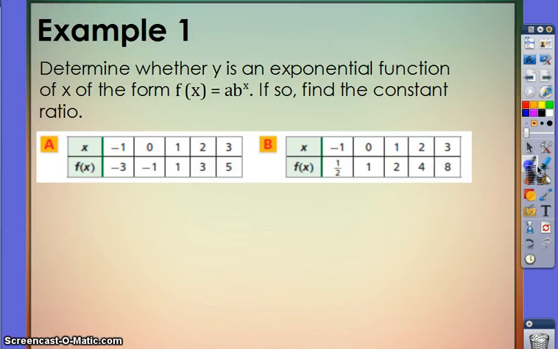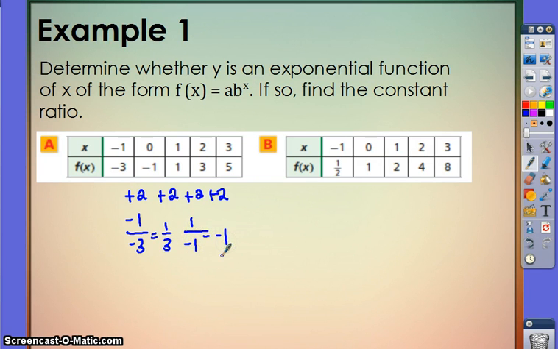So let's look at a. If you're looking at a, you can see that we're adding 2 between the equally spaced y values. We're always adding 2. If you look at the ratio of the y values, -1 to -3, that's 1/3. +1 to -1, that's -1. So we didn't have a constant ratio of the y values, but we did have adding 2 each time, which means that this is a linear function.